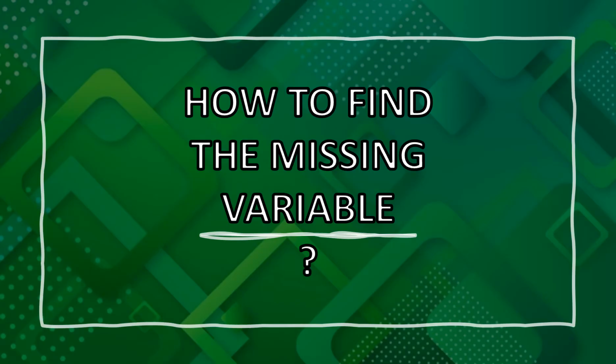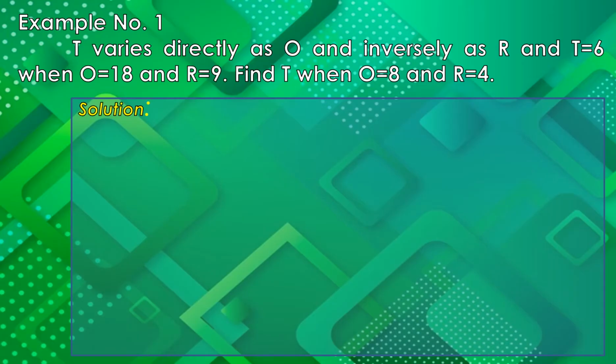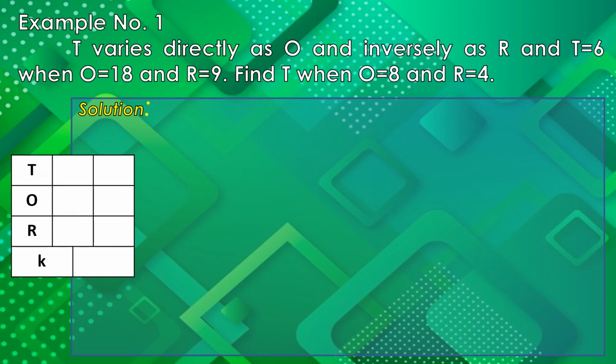Next, how to find the missing variable. Same as the combined direct and inverse, ganun din. Lagay muna natin yung given. T varies directly as O and inversely as R. When O equals 18 and R equals 9, T equals 6. Find T when O equals 8 and R equals 4. So, write the given. We have T equals 6, O equals 18, and then R equals 9.